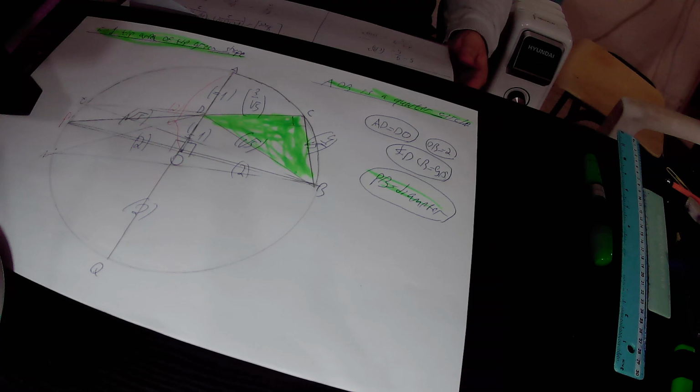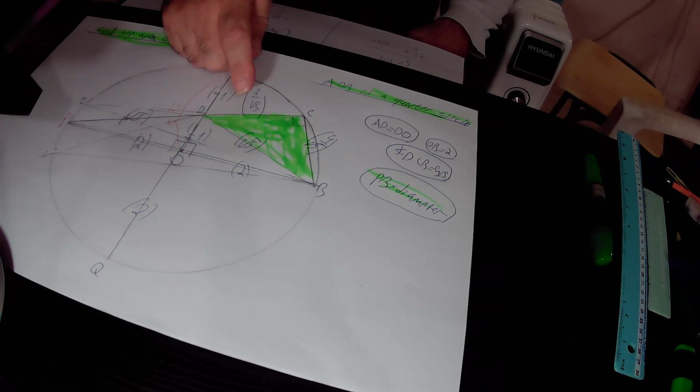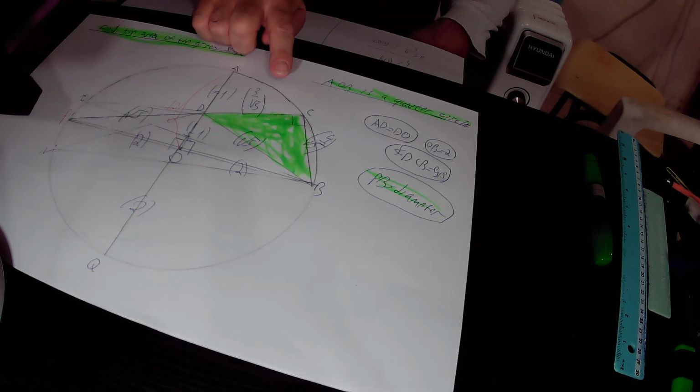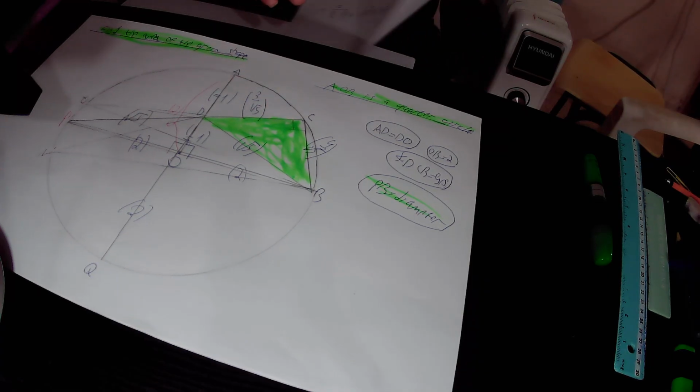So our task is to find the area of this green shape, that is the area of this green right triangle DCB. The area of this green right triangle DCB equals the base DC times the height CB over 2. Why is the height CB? Because it creates 90 degrees with the base CD. This is a right angle.